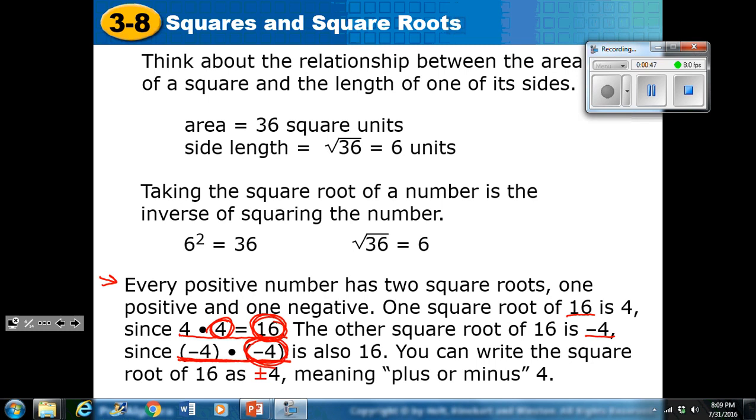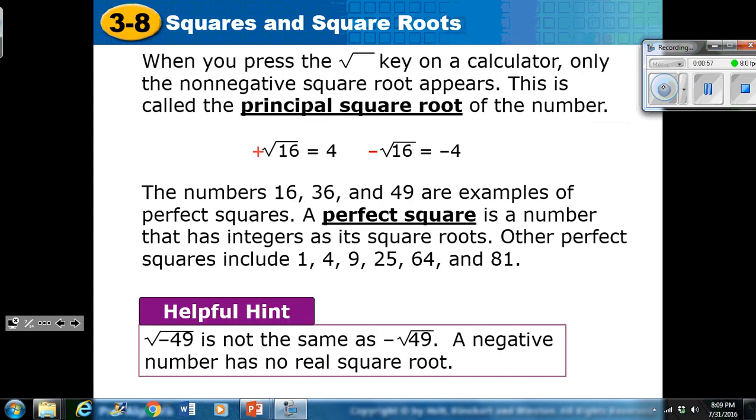So if you are asked, what are the square roots of 16? Your answer is written like this, and you say plus or minus 4 for the answer. When you press the square root key on your calculator, it only gives you the non-negative square root. So if you put in 16 and then the square root key, it's going to say 4, because most people, when they ask the square root of a number, they're asking for the positive root or the principal root. That's called the principal square root, the positive one.